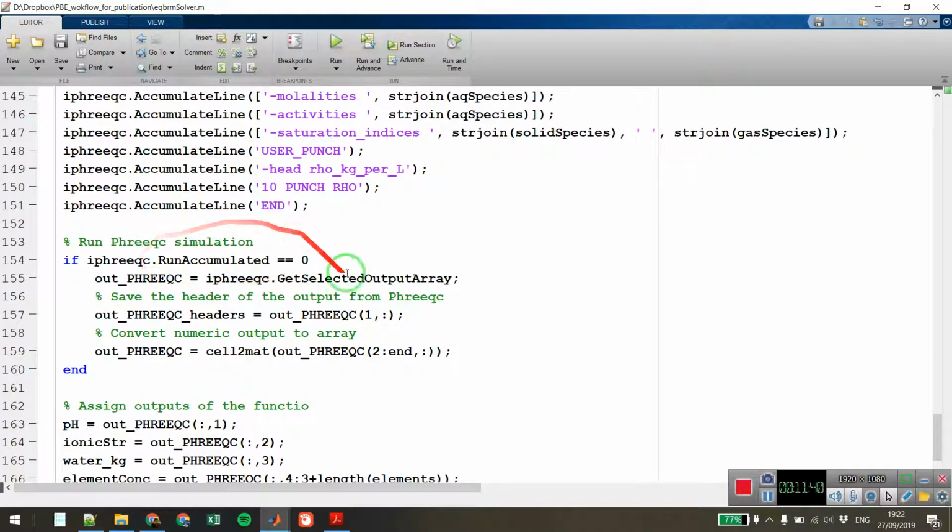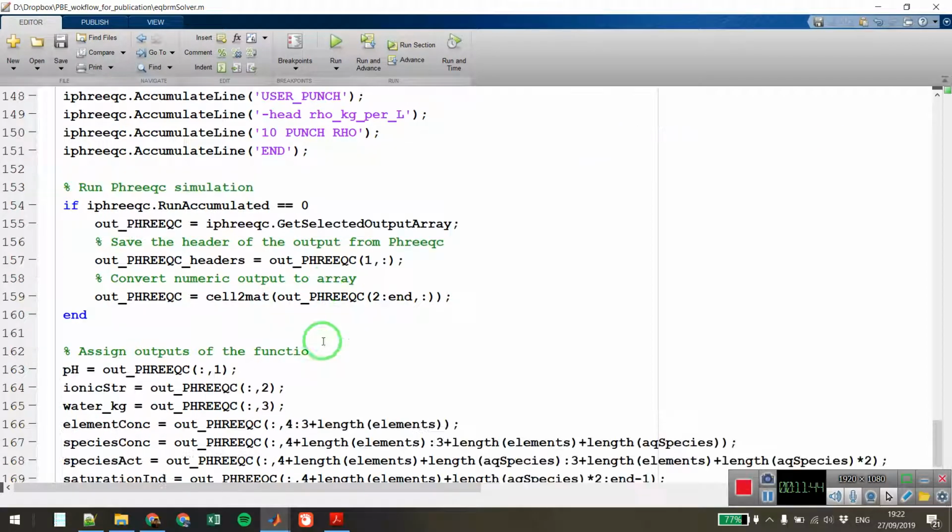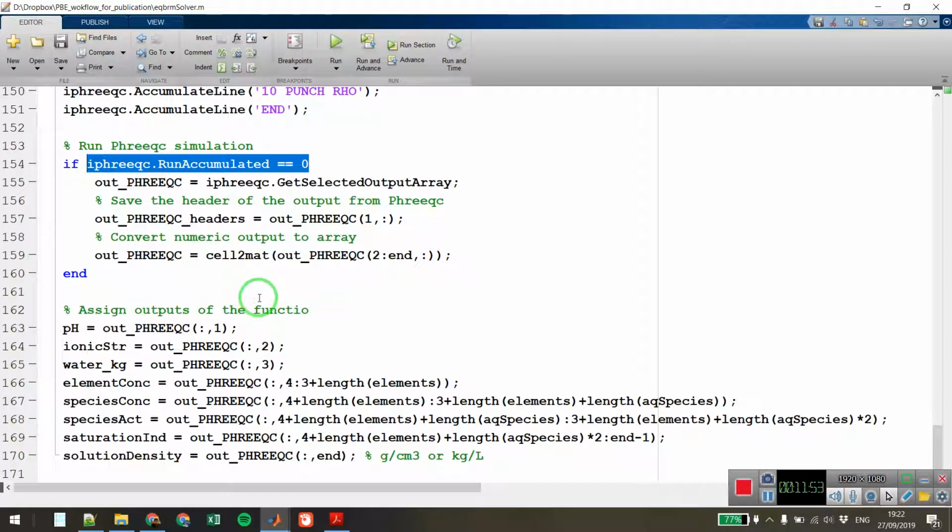Then at the end we have to run these accumulated lines, and if the command PHREEQC.run accumulated is equal to 0, then everything's happy, we get the output, and we will distribute it among different function outputs.